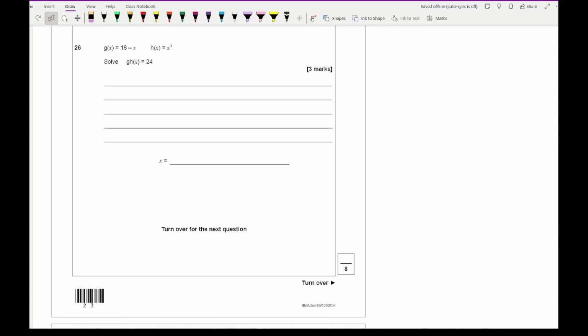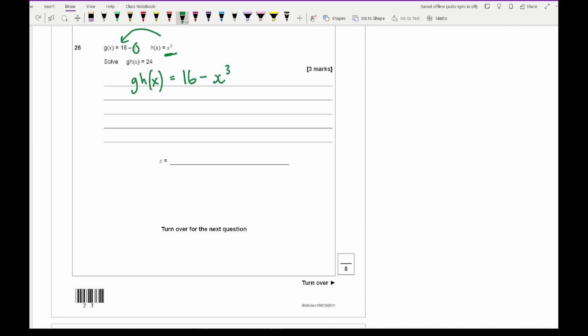So looking at question 26, it says g of x equals 16 minus x and h of x equals x cubed, and the question is asking us to solve gh of x equals 24. Now the first thing we want to do is find the formula for gh of x. Now how do we do that? Well, we substitute h into g of x. So then that's going to become 16 minus, and wherever I see an x, I'm going to swap it with this function here, which is just x cubed.